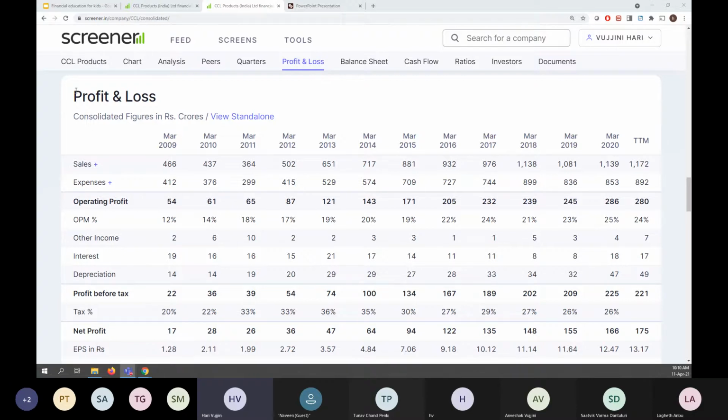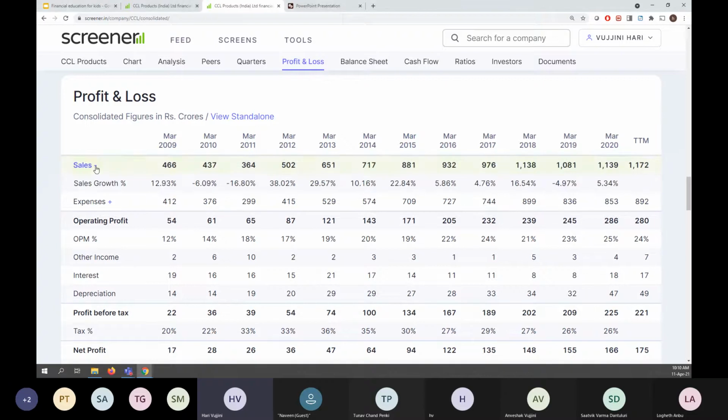So if you look at the profit loss statement, here you see the sales. This is the sales that the company has been doing. If you see here in 2009, they made 466 crores. That's equal to 466 million Danish krone. One crore equals 10 million, right? So this is the sales.